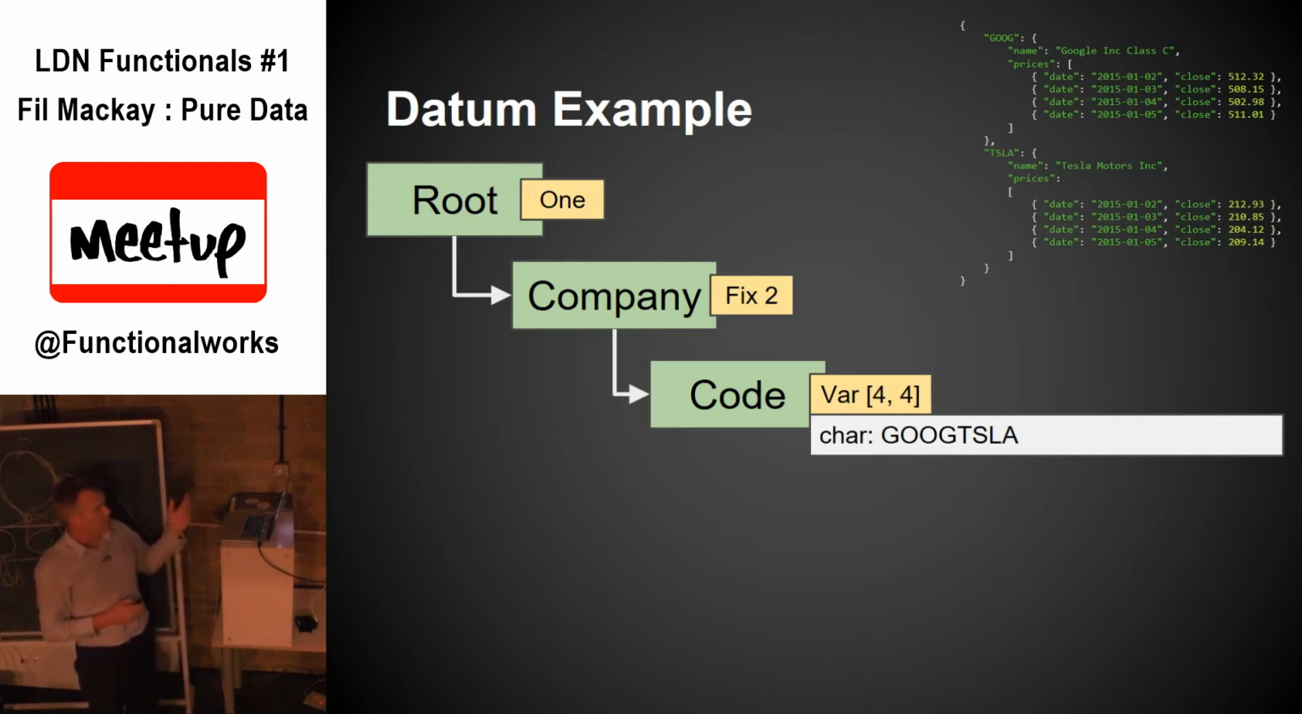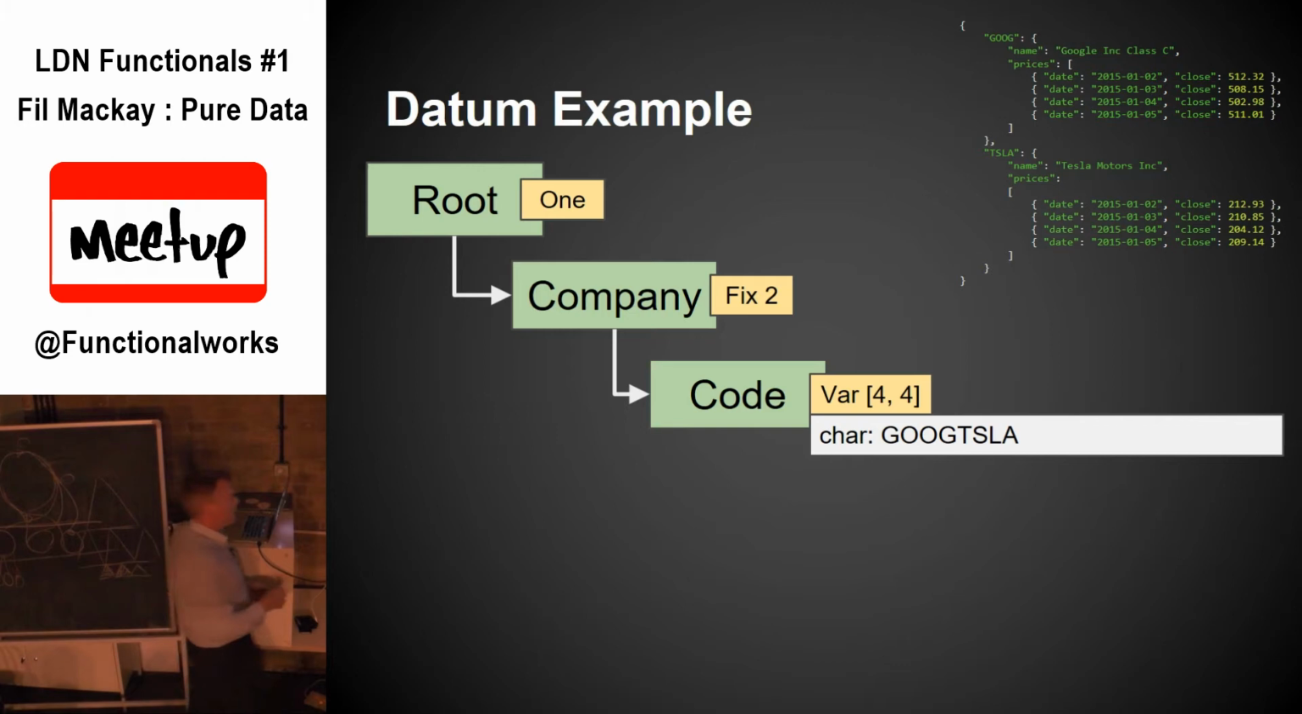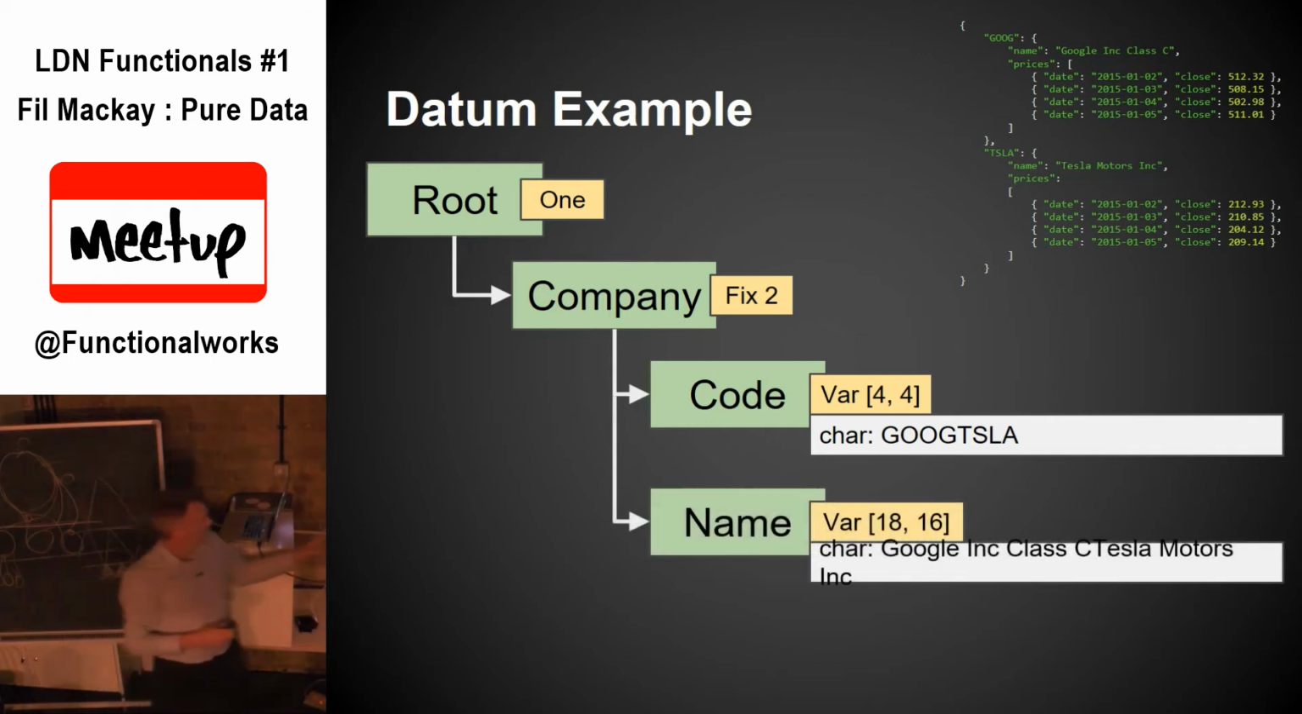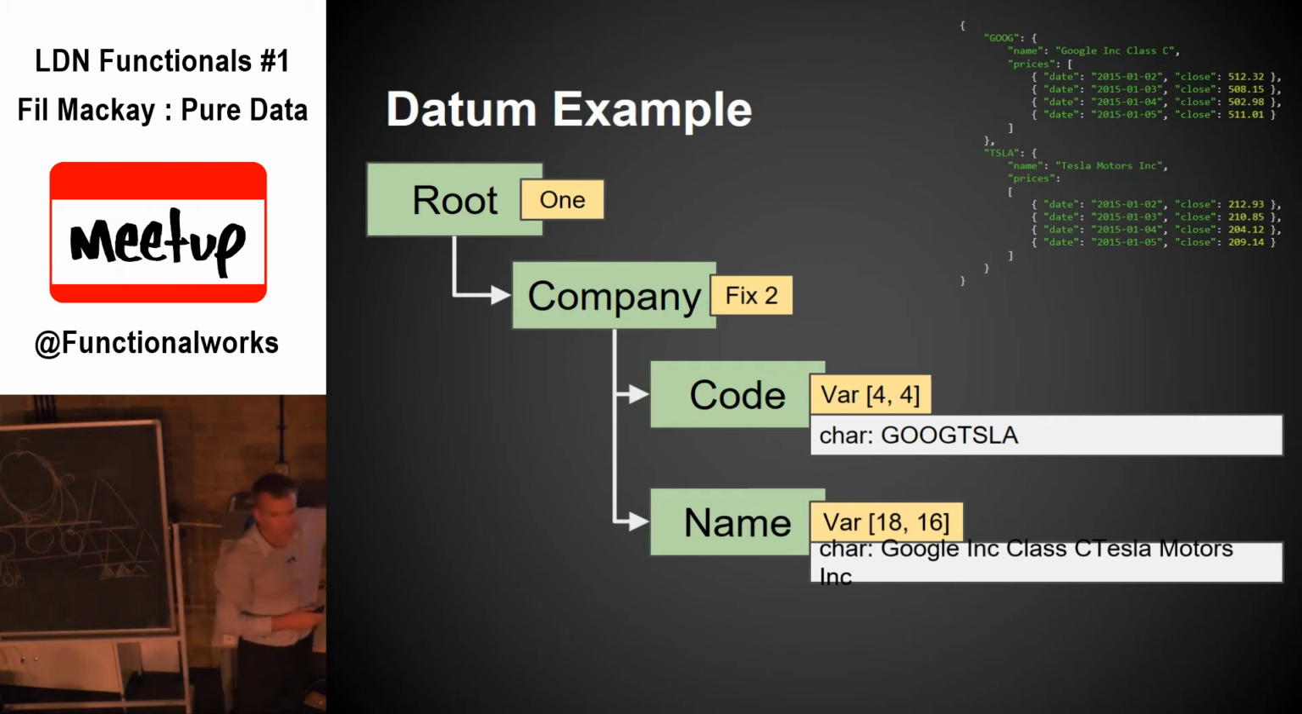So that's the stock code GOOG TSLA. Now the way that would be stored in Datum would be to say, okay, this is a variable dimension, and of these two companies, the first one is of length 4 and the second one is of length 4. And then we store the columns.